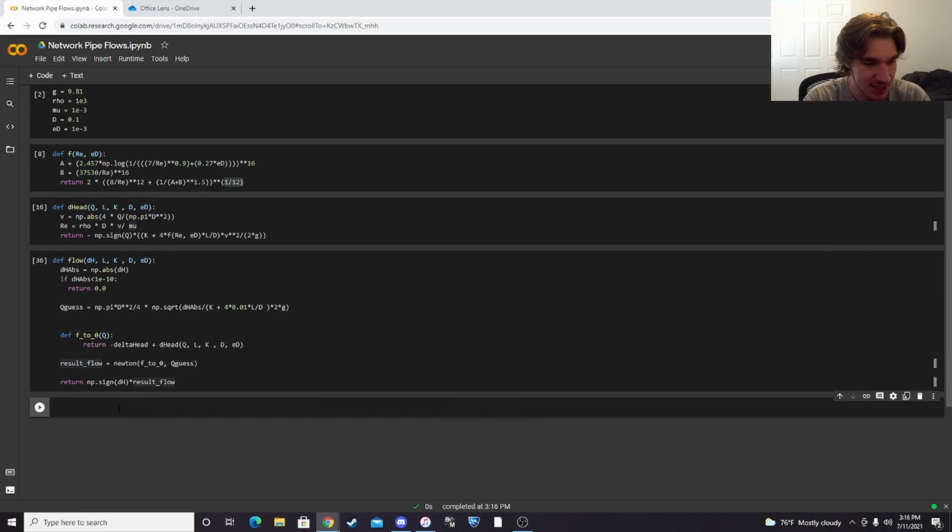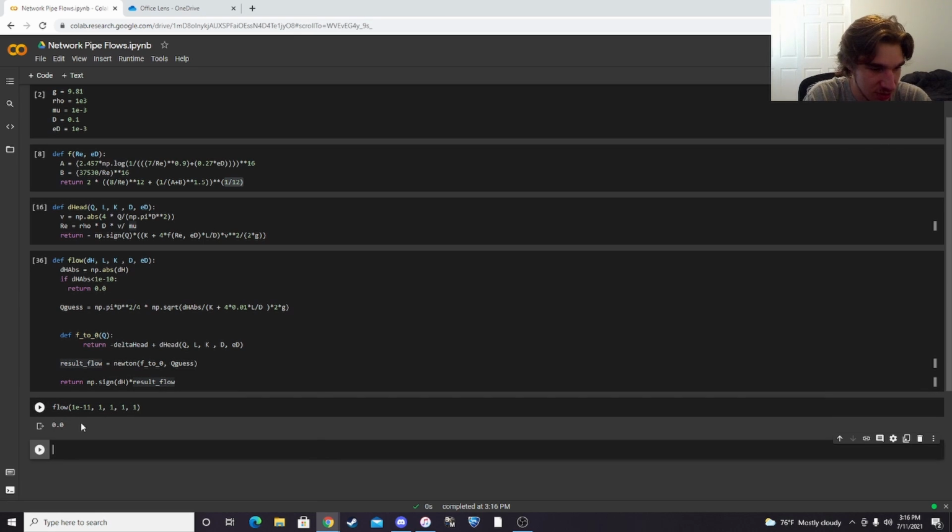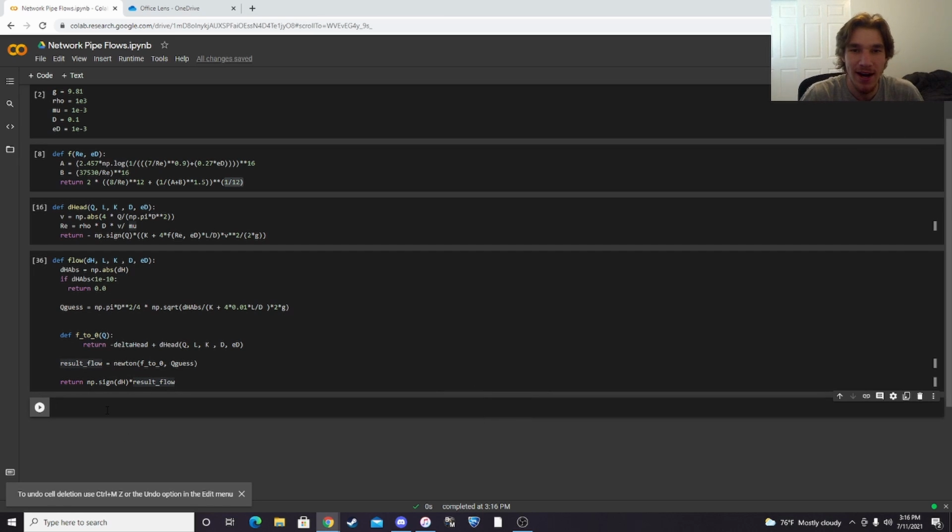So now if we test this, so if we go flow, I don't know, let's do 1e to the negative 11, and then we'll just do 1 for everything else because it does not matter. It's going to return 0 for us, which is exactly what we want. So now that we have these functions, we can start creating an array for our pipes, which I'm going to go ahead and do off screen because it's going to take a minute, and I'll be back in just a moment.